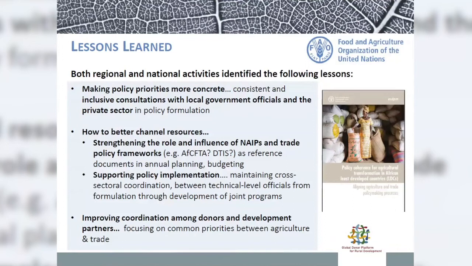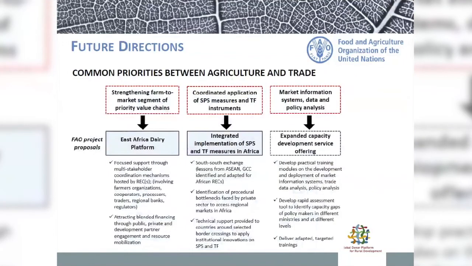And then I will take it over for the last slide, which is the future directions of our work on trade here in FAO, on the basis of these experiences and the lessons that we learned. Basically, what we saw is that there are some common priorities between agriculture and trade that have emerged.